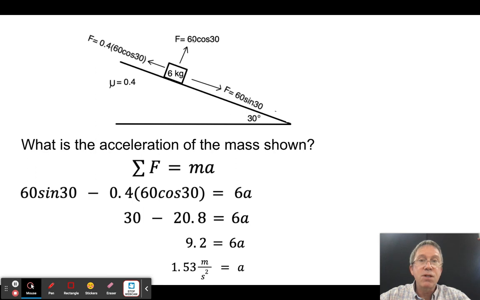Now I'm ready to approach it because this one is not going to cause any motion, but these two are. So this one is going to be the positive direction because it's going to slide down. I'm going to take away this one, and that equals this mass times acceleration. So this gives me 30 minus 2.8 equals 6a. That gives me 9.2 equals 6a. So it's going to accelerate down the ramp at 1.53 meters per second squared.